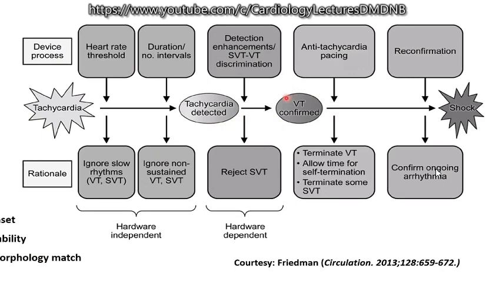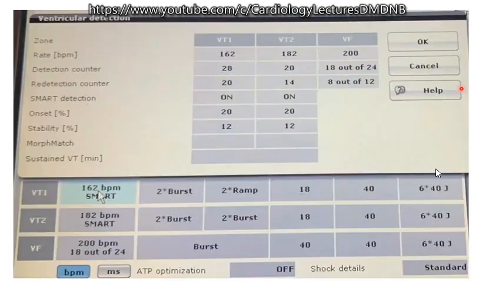And once it is confirmed, the device says yes, it is VT, and it will give therapy, of which the commonest two kinds are: one, overdrive pacing, which is called anti-tachycardia pacing, which has been discussed, and next, if it doesn't terminate, the device gives a shock. This is a typical screen of an ICD. Commonly, we have three zones, VT1, VT2, and VF. Depending upon the patient's background, we can have 3-zone therapy.